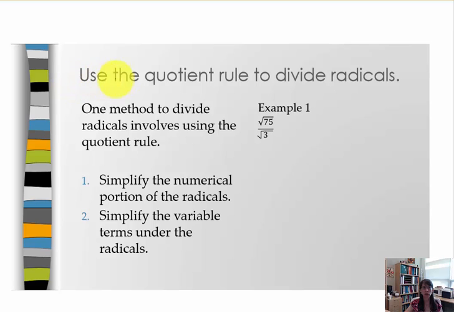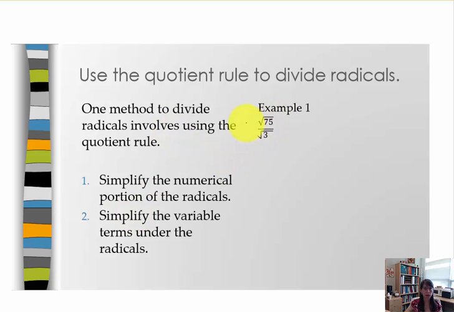In this video, we're going to see how to use the quotient rule to divide radicals. So the quotient rule is one technique that could be used. Our first step is to simplify the numerical portion of the radicals. Our second step will be to simplify the variable terms under the radical if there are any.